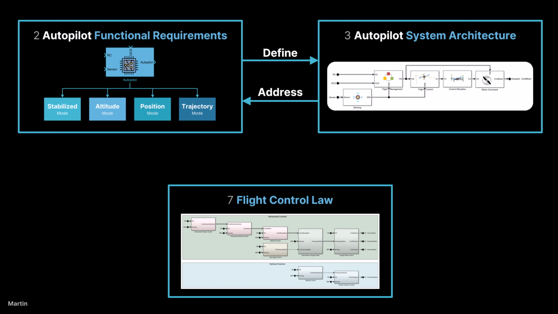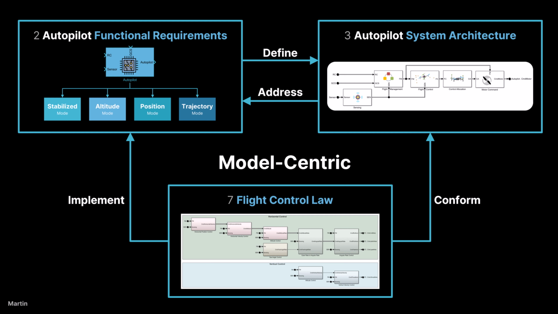Flight control laws, such as rate, attitude, and position controllers, implement the functional requirements and fit within the system architecture, ensuring consistent behavior. Using a model-centric approach, we capture requirements, architecture, and control law within models from the start. These models serve as a single source of truth, enabling early validation, fast iterations, and seamless traceability from requirements to implementation, improving design quality and reducing development risks.